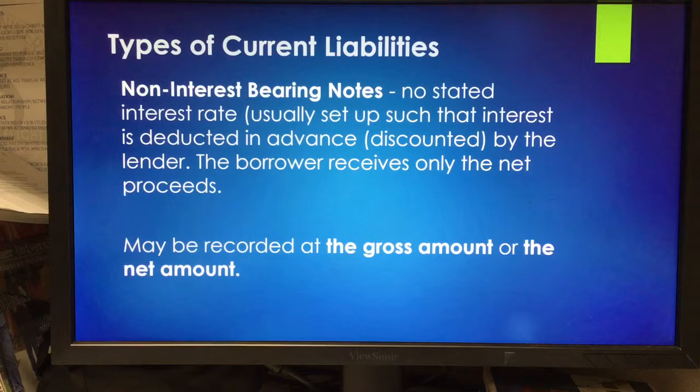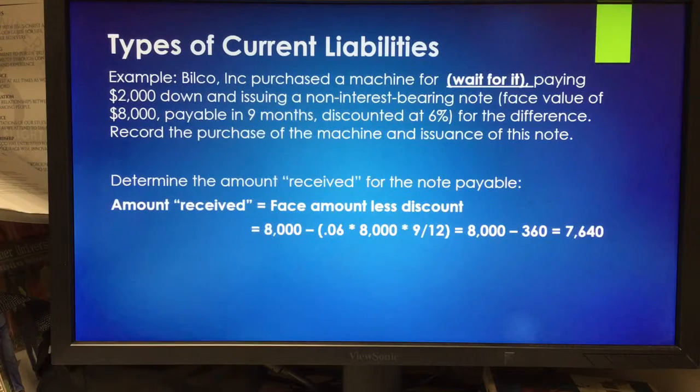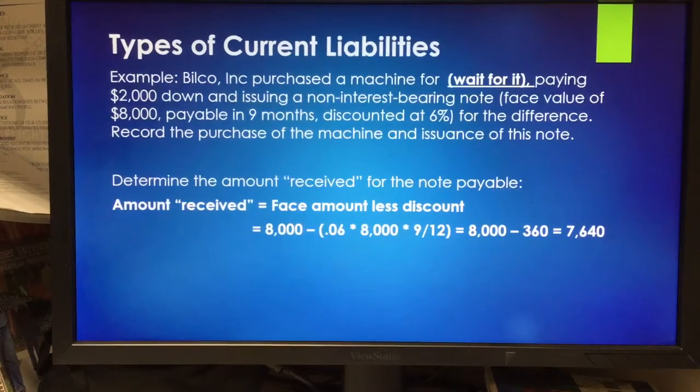Now, once again, we run into a situation. These may be recorded at the gross amount or the net amount because a discount is involved here. Let's look at an example. Bilco Inc. purchased a machine for an amount that we'll determine soon enough, paying $2,000 down and issuing a non-interest-bearing note with a face value of $8,000, payable in 9 months, and discounted at 6% for the difference. We want to record the purchase of the machine and the issuance of this note.